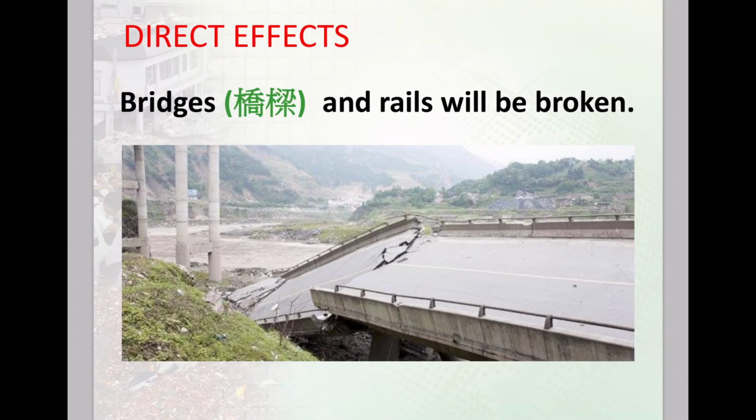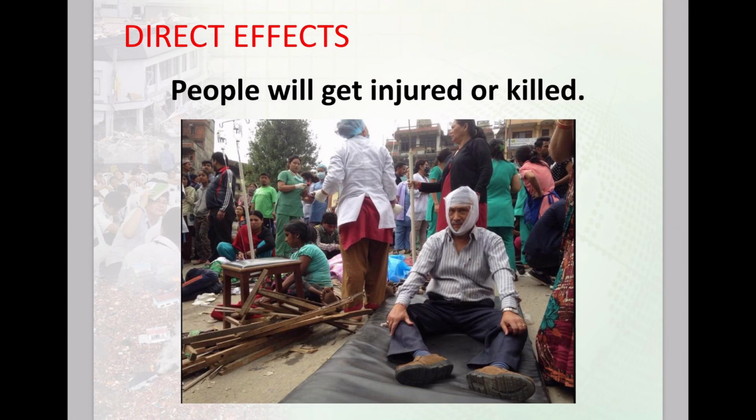How about this? What happened to the bridge? Bridges and walls will be broken when an earthquake occurs. This is one of the examples of direct effects. How about people? What happened to them? People will get injured or killed. That means they'll get hurt.